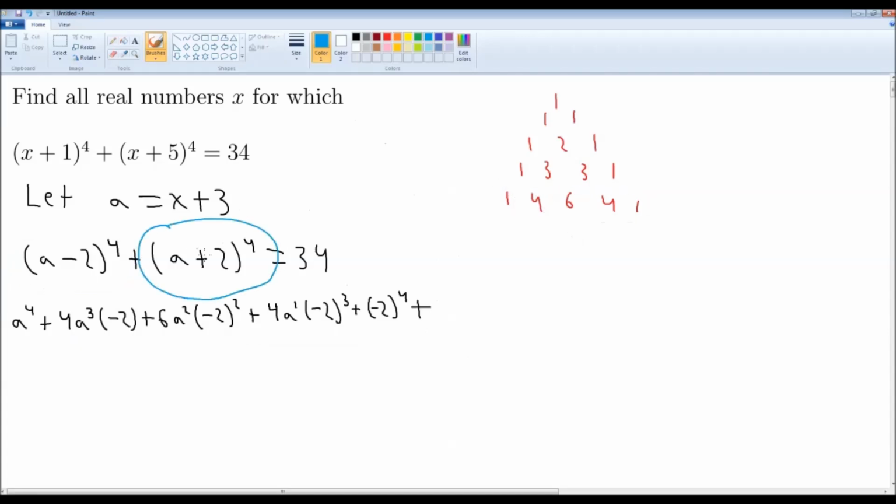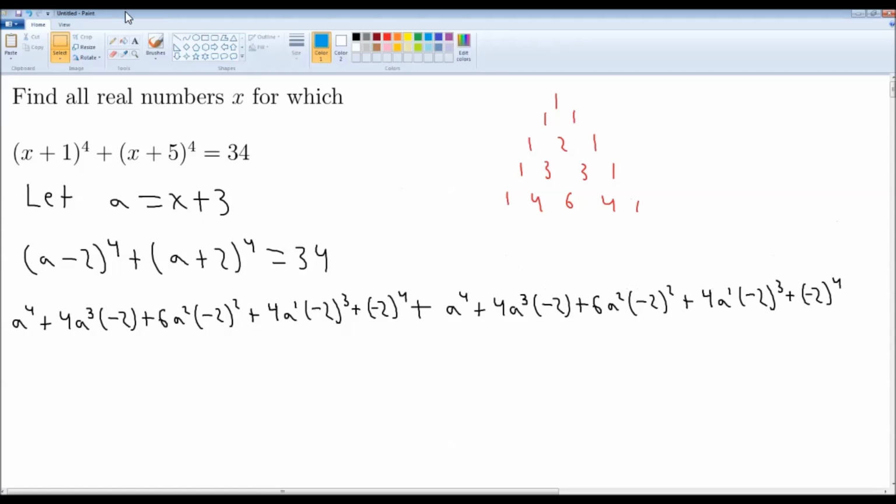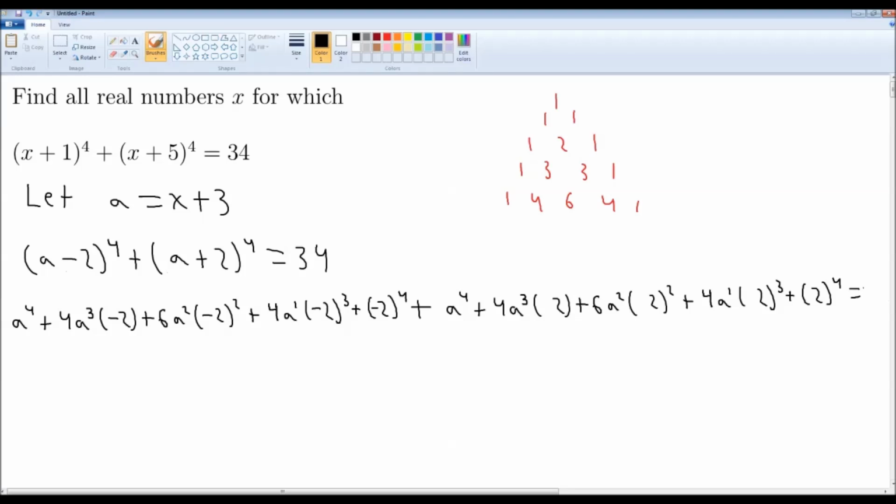Okay, but now what about this one? Well, this is going to be the exact same thing, except with positive 2's instead of negative 2's. So let me copy paste this, but I'll change all the negative 2's to positive 2's. Okay, so this plus this has to equal 34. Let's see if I can squeeze in that equals 34 in here, barely.